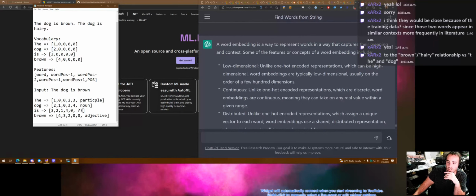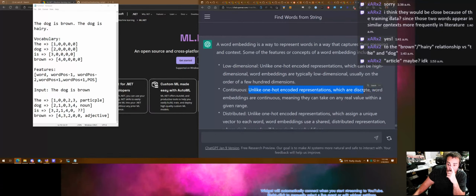All right, so low dimensional, continuous. Unlike one-hot coded representations, which are discrete, word embeddings are continuous, meaning they can take on any real value within a given range. So real value, they're talking about real numbers, I think here.